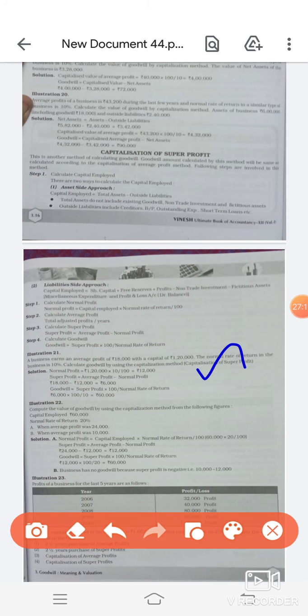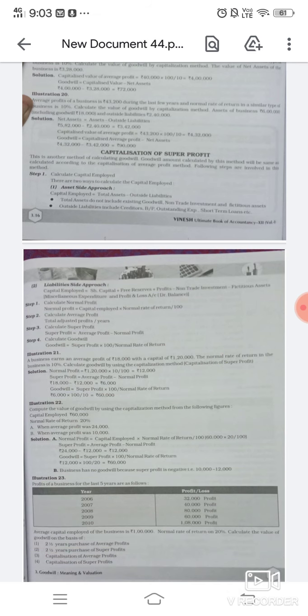Okay, it's a very simple sum. See illustration 21, all the information is given directly, so it is a very simple sum. Illustrations 21 and 22 are homework sums. Do them by yourself. Since the information is direct, we are just going to apply the formula, that's all.